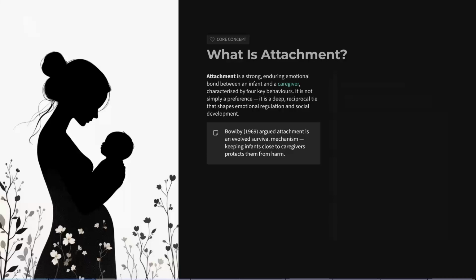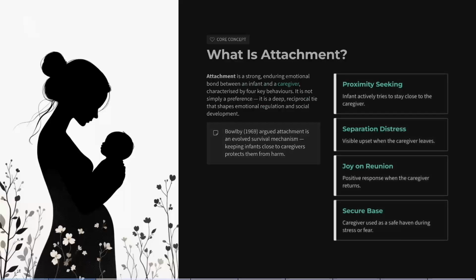Here, we identify those four key behaviors clearly, and you need to know all four for your exam. Proximity seeking. The infant actively tries to stay close to the caregiver. They follow them, reach for them, protest when they move away. The drive to maintain physical closeness is one of the clearest observable signs of attachment.